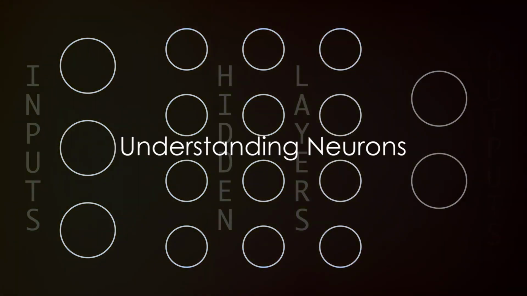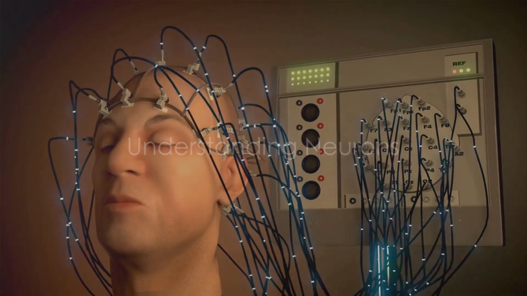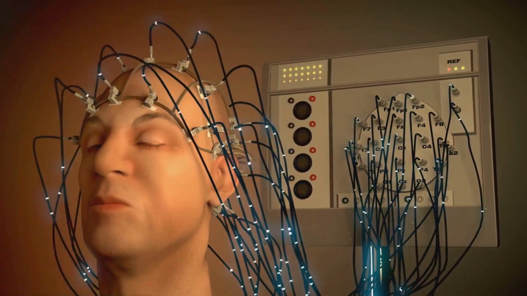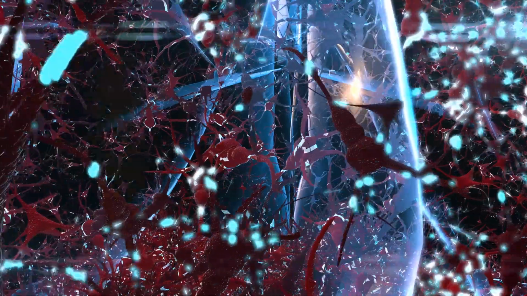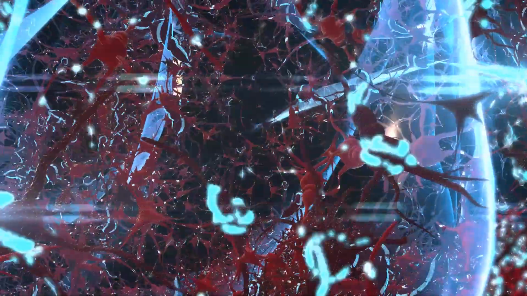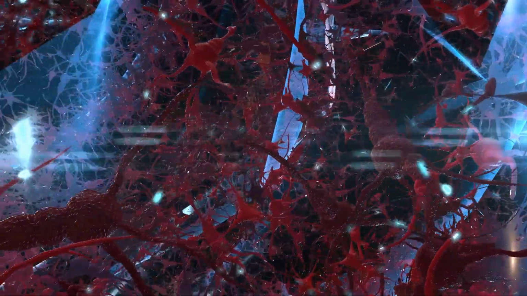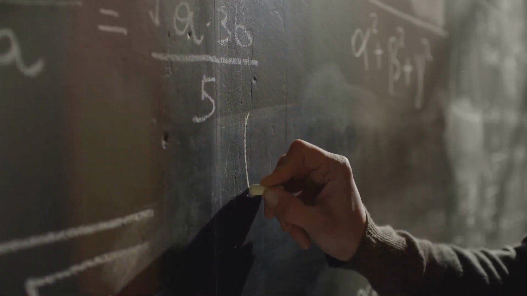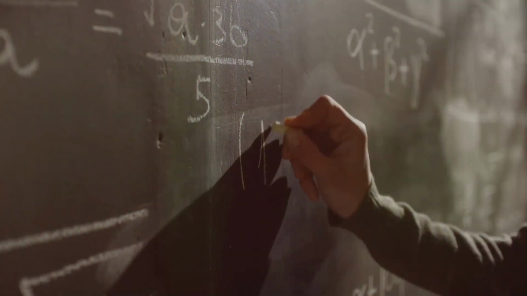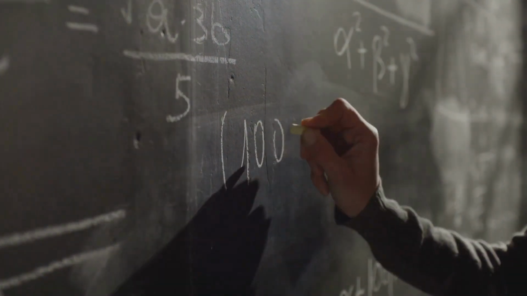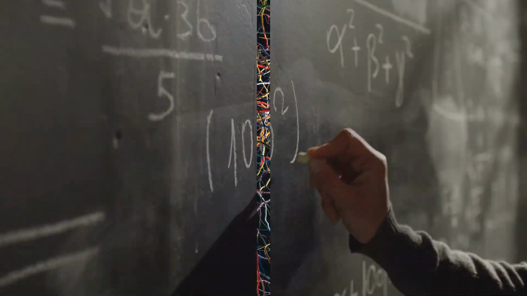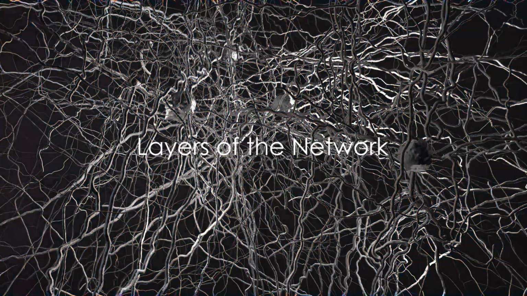Step 1. Understanding neurons. In the human brain, a neuron is a cell that transmits information to other cells. Similarly, in an artificial neural network, a neuron, also known as a node, processes information it receives and passes it on. Each node combines input from the data with a set of coefficients or weights that either amplify or dampen that input.